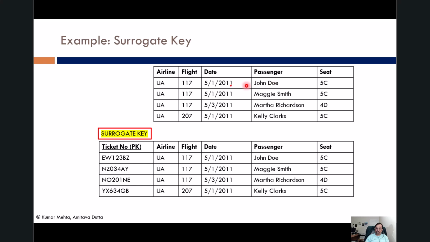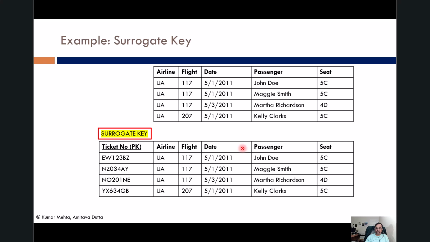Also, if I look at all 5 of them together, United Airlines Flight 117, date, passenger, and seat 5C, having 5 attributes together is really not good. This is too big a composite primary key.